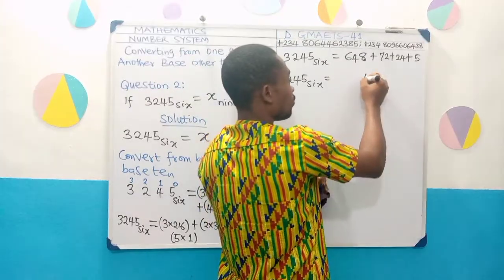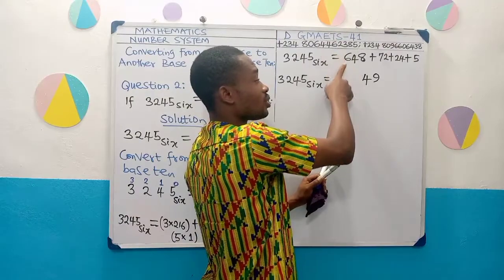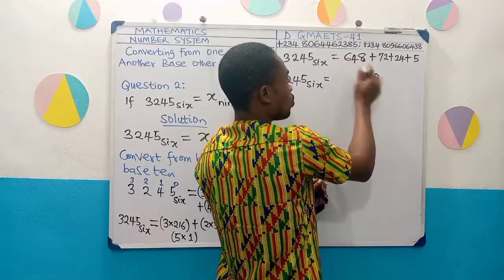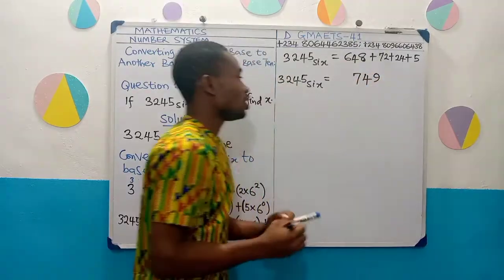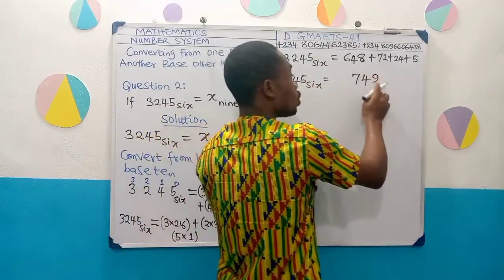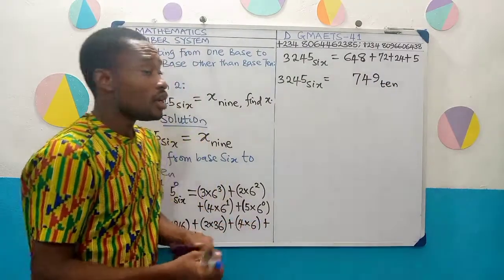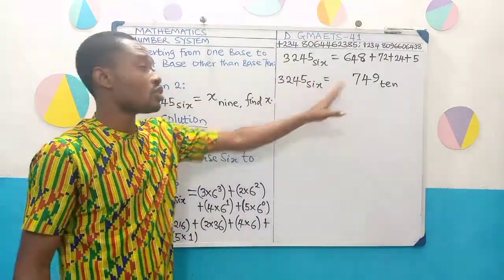So you write 4 and carry what? 1. That one you moved, you add it to the 100 place value now. This is 6, so if you add 1 to it, you get 7. This is 749. So I have converted 3245 base 6 to a number in base 10. But this is not my answer yet. If you convert, which is your first step, convert from the given base to base 10.